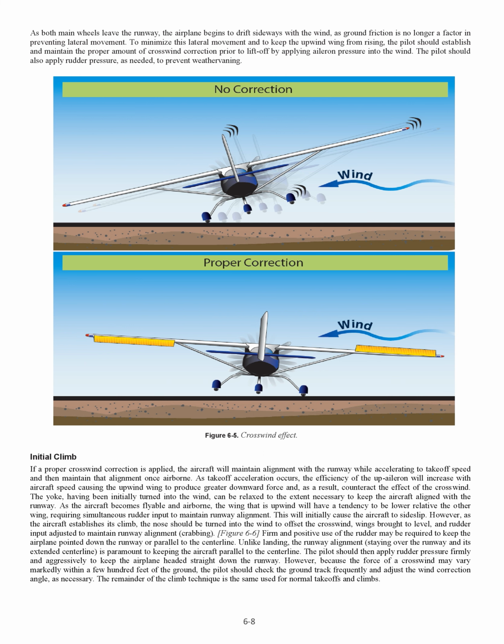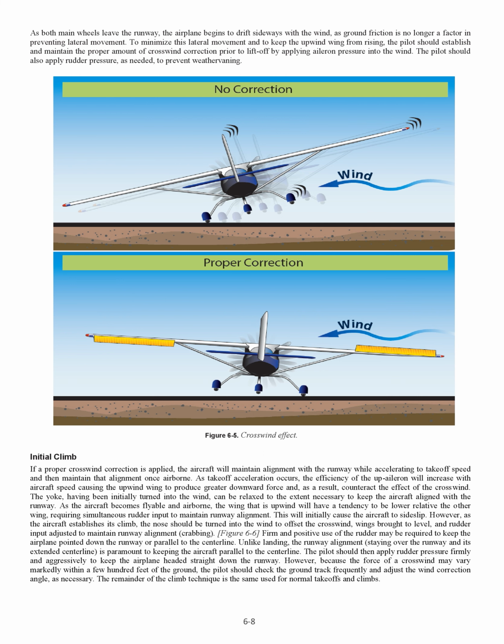The yoke, having been initially turned into the wind, can be relaxed to the extent necessary to keep the aircraft aligned with the runway. As the aircraft becomes flyable and airborne, the wing that is upwind will have a tendency to be lower relative to the other wing, requiring simultaneous rudder input to maintain runway alignment. This will initially cause the aircraft to sideslip.